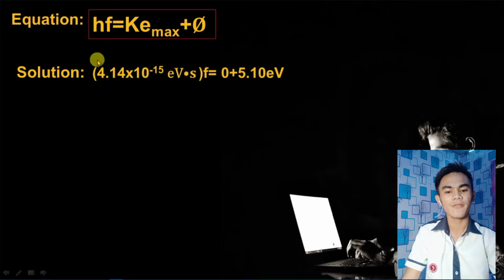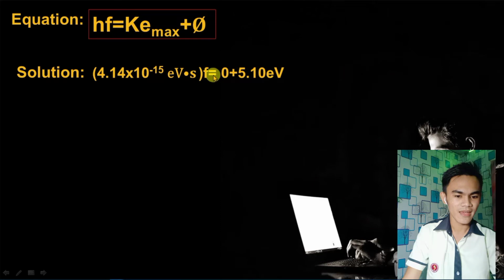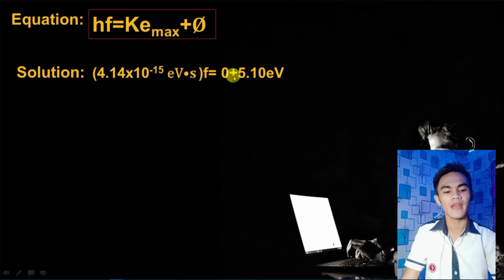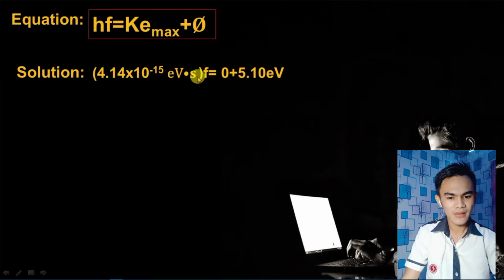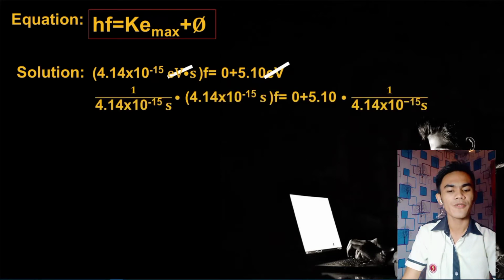Solution: substitute all the given values. The h value is 4.14 times 10 raised to the power of negative 15 electron volt seconds, and f, the frequency, is what we are going to find. The maximum kinetic energy is 0, and our work function is 5.10 electron volts. Now let's cancel out the same units, electron volts. In order to find our frequency, let's multiply both sides by 1 divided by 4.14 times 10 raised to the power of negative 15 seconds.